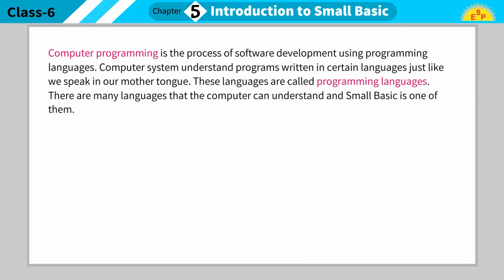Computer programming is the process of software development using programming languages. Computer systems understand programs written in certain languages, just like we speak in our mother tongue. These languages are called programming languages. There are many languages that the computer can understand and Small Basic is one of them.